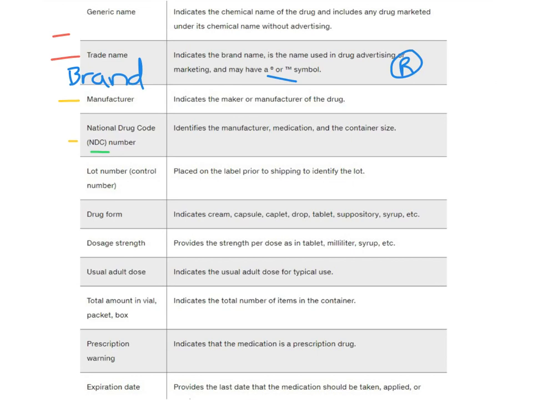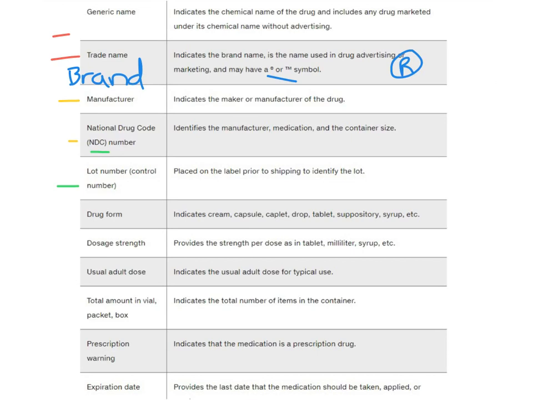We're seeing this, the manufacturer, then it's dash, the number for the medication, dash, and then the container size. So that's going to be pretty easy to spot because of the NDC symbol that's in the front of it. Lot number is placed on a medication prior to shipping to identify the lot that it was made in.